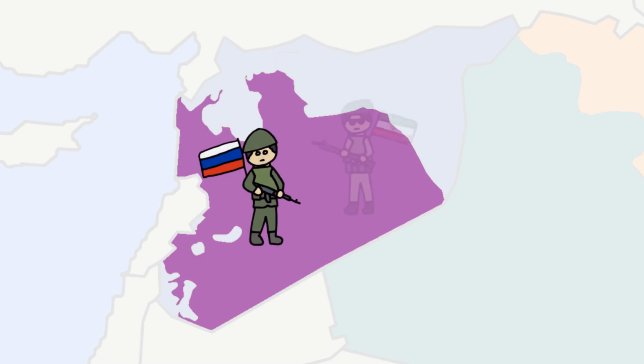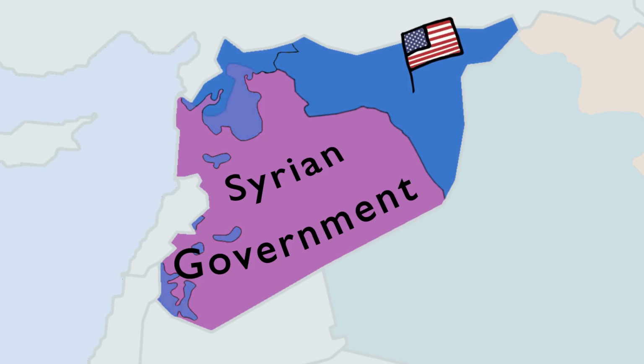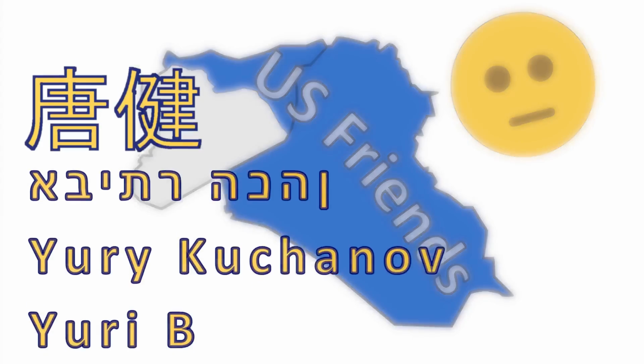America's rivals Russia and Iran had sent their troops to help the Syrian government. They were able to overpower the US allies in Syria, and all of Syria and Iraq did not end up controlled by the US allies. So this too did not turn out to be a perfect approach. But this is where the video ends.